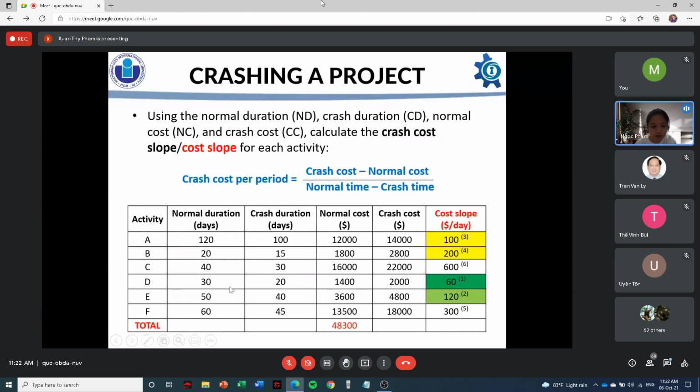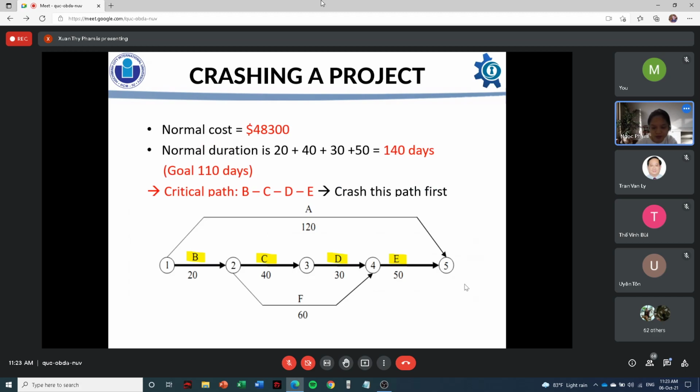So the first step, we need to calculate the crash cost here, and we get the value of cost slope, which is activity A. We get the cost slope of $100 per day, and similarly for the remaining. Whichever had the smallest cost slope will get the first ranking, and we need to crash this activity first. And next slide, please.